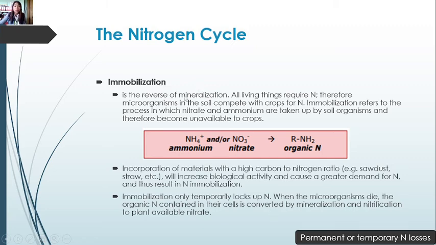Immobilization, of course, is the reversible process of mineralization. All living things require nitrogen, therefore microorganisms in the soil compete with crops for nitrogen. Immobilization refers to the process in which nitrate and ammonium are taken up by soil microorganisms and therefore become unavailable to crops. So, the microorganisms have taken up the nitrogen, so it has been immobilized in their system.